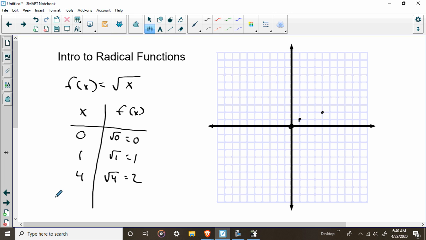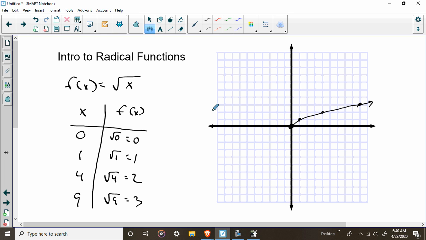Can I plug in 5? No. 6? No. 7? No. 8? No. 9. The square root of 9 is 3, right? And there you go. Now we start to have this. The next number you'll be able to put in is 16 and then 25. And this is going to be our parent function here.